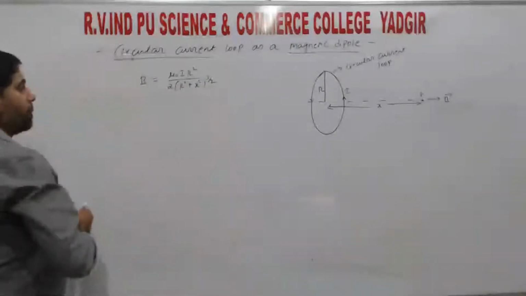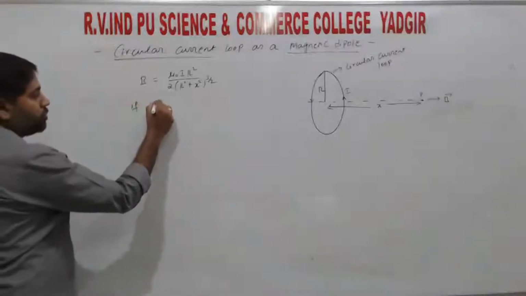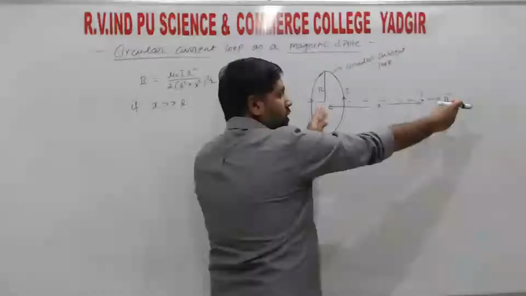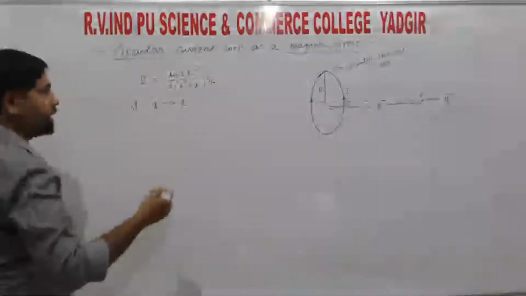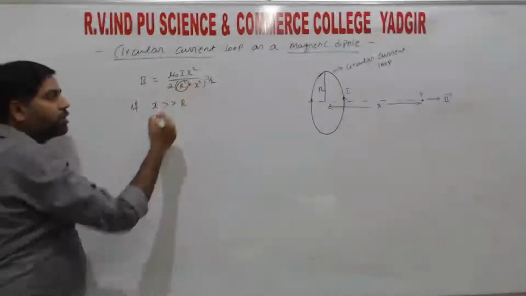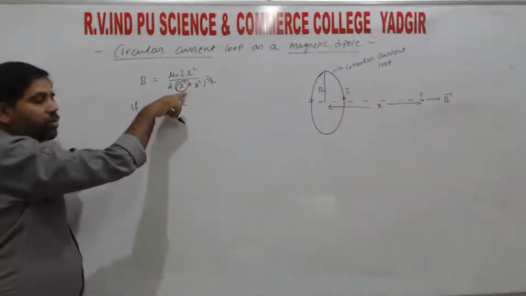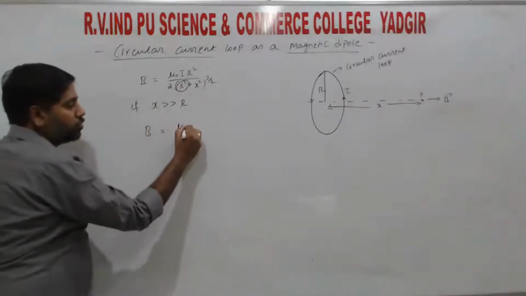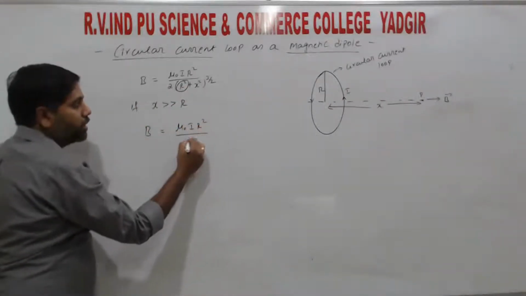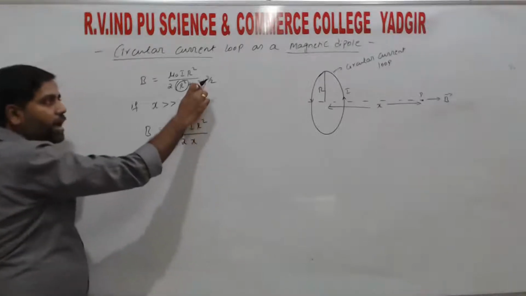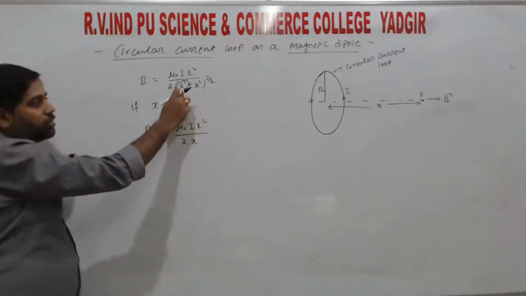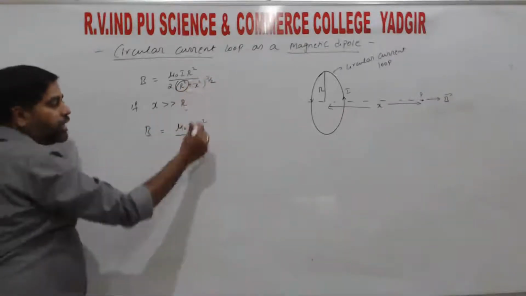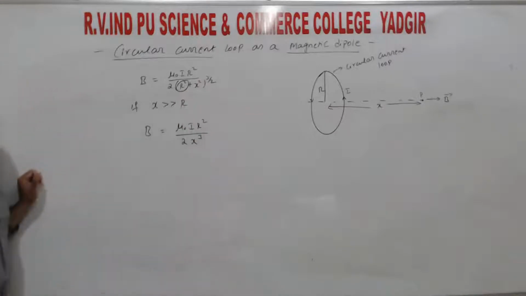So x is very large compared to the radius of the coil. So hence we can neglect the term r square in the denominator. So the r square in the denominator, we can neglect. So we get the relation B is equal to mu naught I r square divided by 2. So here we have x square. So r square value becomes 0. So x square whole power 3 by 2, so square gets cancelled. So we are getting x to the power of 3, right?